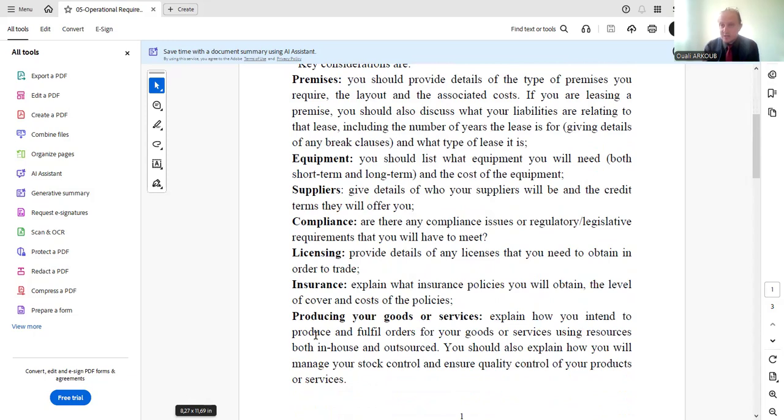Producing your goods or service, whether your startup is of goods or services. Explain how you intend to produce and fulfill orders for your goods or services, using resources both in-house and outsourced. You should also explain how you will manage your stock control and ensure quality control of your products or services. This is very important for you.